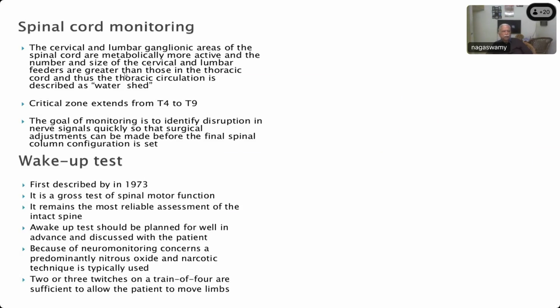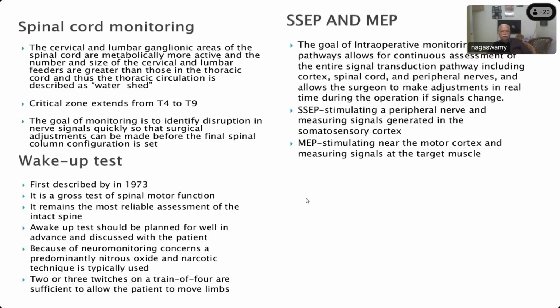So you have to counsel the patient, tell them what they are going to feel, then use very short-acting drugs, and in between you ask the patient to move the toes or the foot to see whether the neurological integrity is maintained. But once the SSEP and MEP have come, stimulating a peripheral nerve or measuring signals at the cortex is what is called somatosensory evoked potential. Stimulating near the motor cortex and measuring signals at the target muscle is the motor evoked potential. So for sensory, you go from periphery to the cortex. For motor, you go from cortex to the periphery to see the muscle movement.